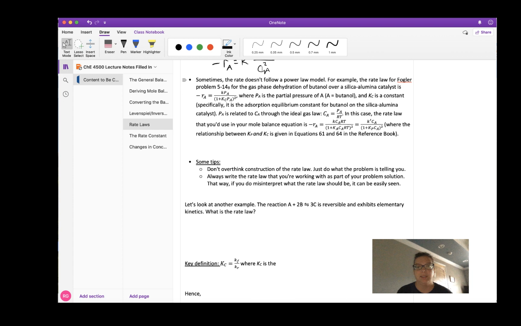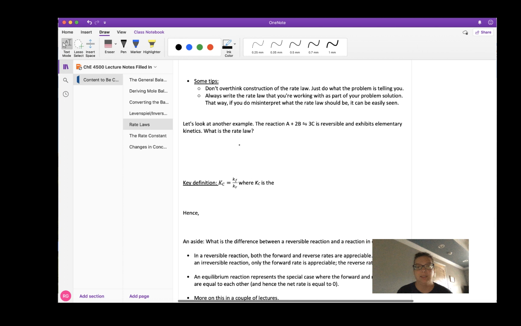So to drive these points home, some tips: don't overthink the construction of the rate law, just do what the problem's telling you. If you're not given enough information, then make a reasonable assumption and write down what you did.